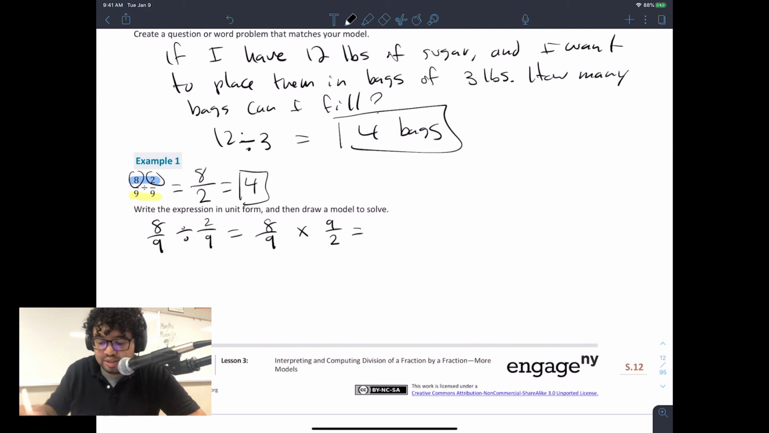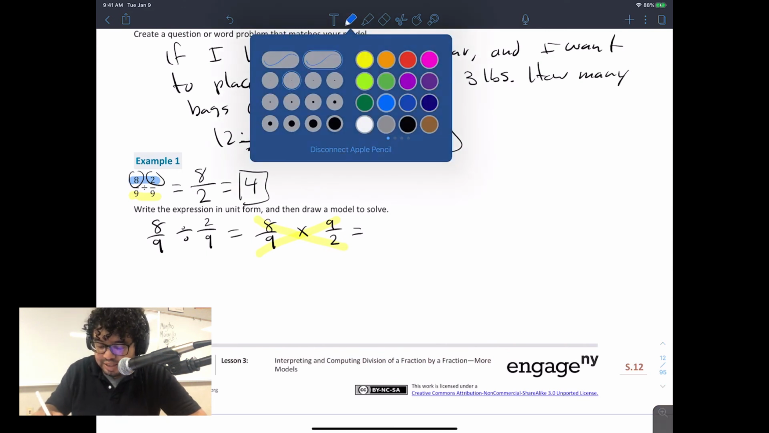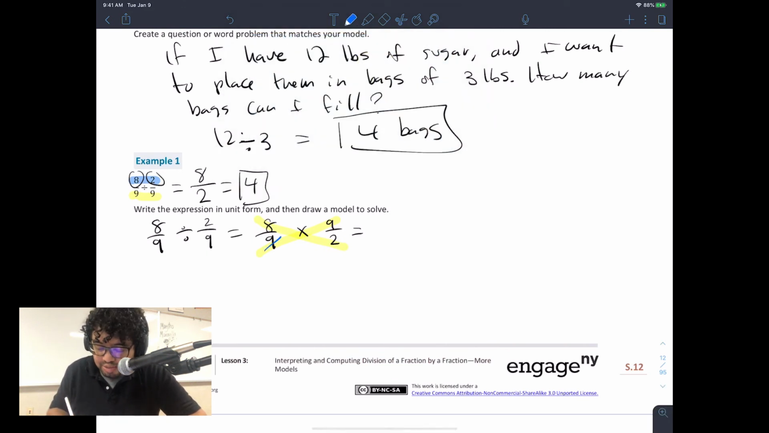Once I have them like this, I look across. Look at the 9s, and at the 8 and the 2. Can they be simplified? Yes. 9 divided by 9 gives 1, and the other 9 divided by 9 gives 1. 2 divided by 2 gives 1, and 8 divided by 2 gives 4. Now multiply 4 times 1, that gives me 4, and multiply 1 times 1, that gives me 1. My answer there is also 4.